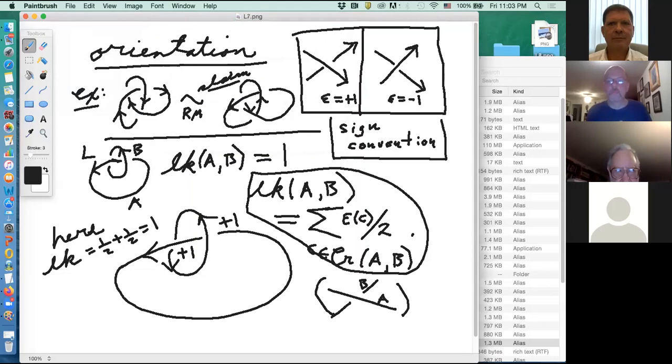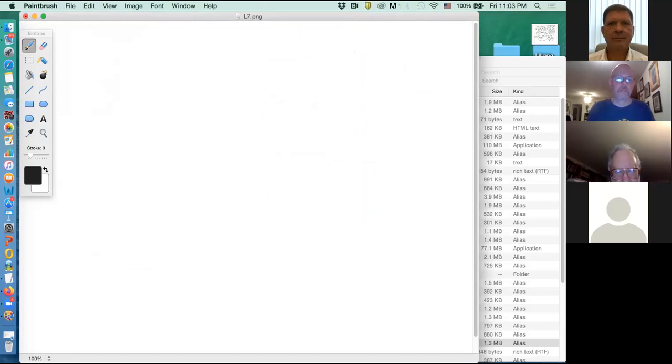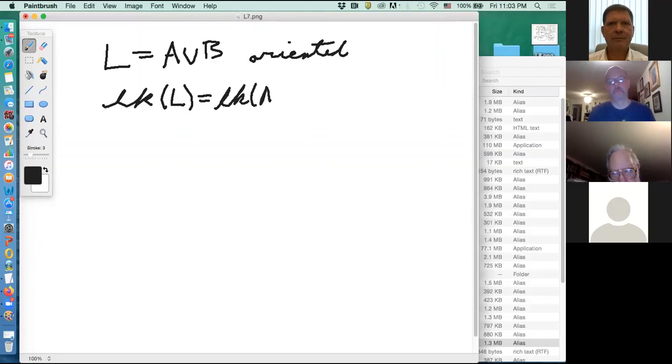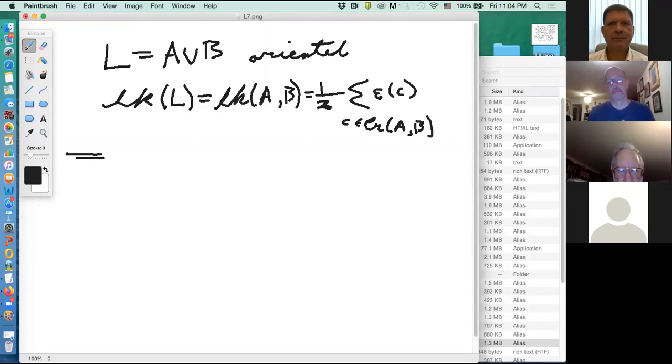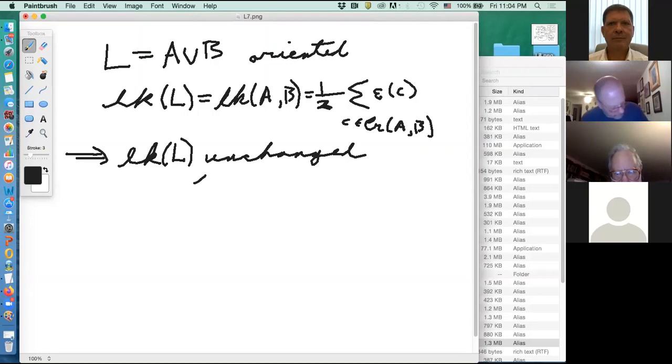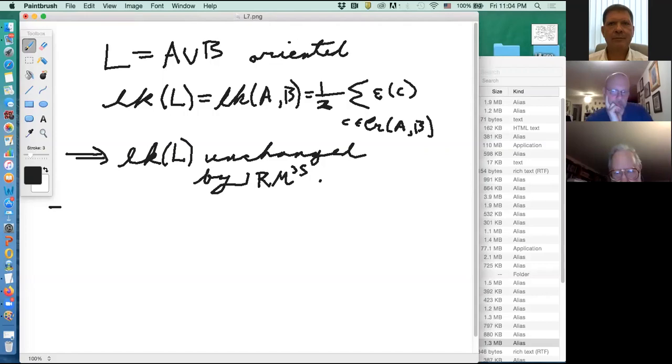So, of course, we have the following result: if you have a link L which is equal to the union of two oriented components, and you define the linking number of the link to be equal to the linking number of A with B, equal to 1/2 the sum over C belonging to the crossings of A with B of epsilon of C. You'll notice I have the 1/2 out here now. Then the linking number of L is unchanged by Reidemeister moves. So that means that this is an invariant of the link.